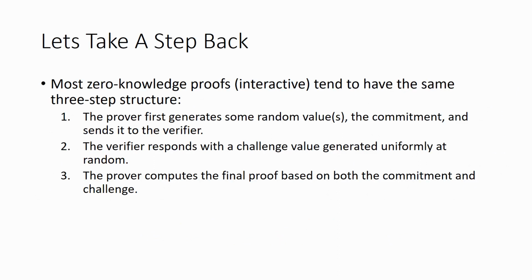Now let's take a step back. Most interactive zero knowledge proofs tend to have the same three-step structure. The prover first generates some random values, creates a random commitment and sends it to the verifier. The verifier responds with a randomly generated challenge value, and the prover computes the final proof based on both the random commitment he committed initially and the challenge that the verifier has thrown at him. That is how most interactive zero knowledge proofs work.